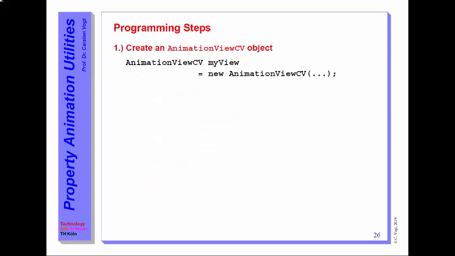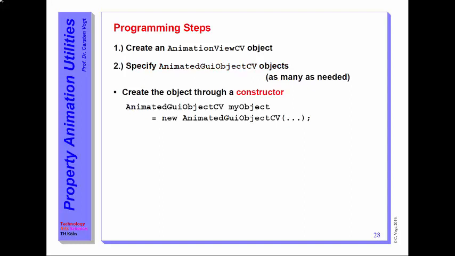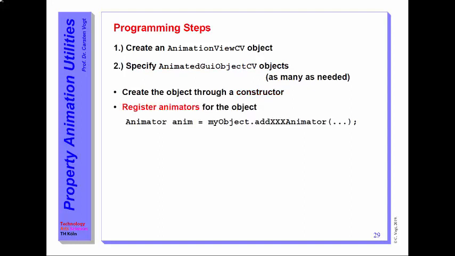The programming steps are these. First step is to create an animation view CV object by calling a constructor. Second, we specify objects to be displayed, as many as we need. For this, we create the object through a constructor, we register animators for the object, we have specific add animator methods for all types of animator we listed above.